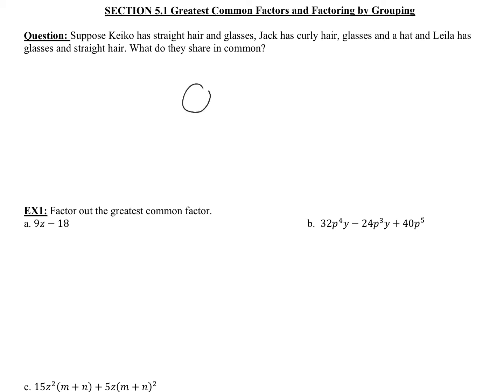Well, let me just go ahead, for fun. Let's go ahead and draw out our characters. Just the top portion. I won't do the legs. Okay, so we have Keiko, Jack, and Layla. And what do we know? Keiko has straight hair. Okay, so I'll just go ahead and draw some little straight hair coming down. No bangs, I guess. And glasses. I'll go ahead and do those in blue.